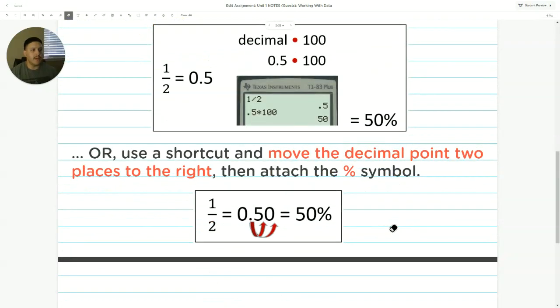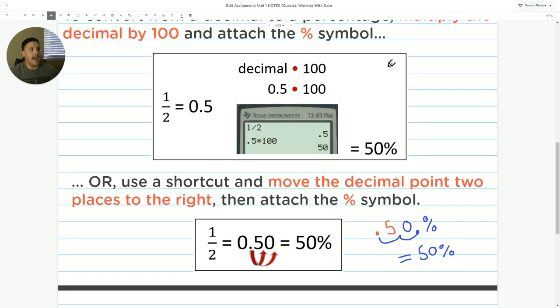Or we can just simply move the decimal point to the right twice. I believe I said to the left a little bit earlier. That was incorrect. We move it to the right twice when changing from decimals to percentages. So in this case, 0.5 was our decimal. If I were to move it 2 places to the right, 1, 2, there would be some missing numbers here. I would fill it in with a 0 and then attach a percentage symbol. So this would be in its final form, 50% in percentage form.